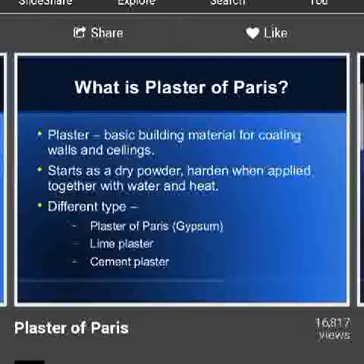So the different types of plasters are: one is plaster of Paris, which is also called gypsum. The chemical formula of gypsum is actually calcium sulfate dihydrate, CaSO4·2H2O, so there are two water molecules of crystallization. Another type is called lime plaster, and the third one is cement plaster.